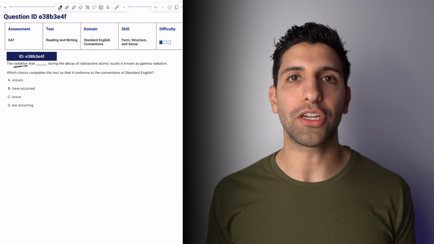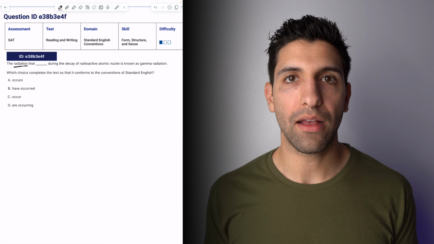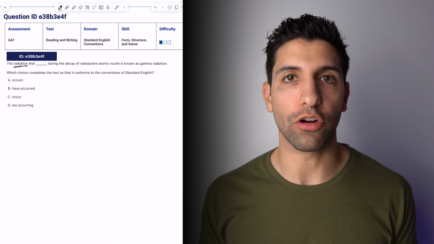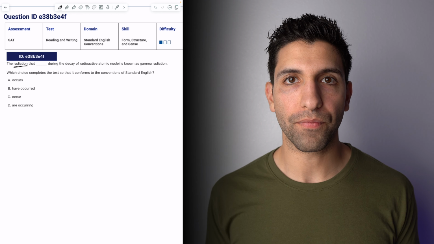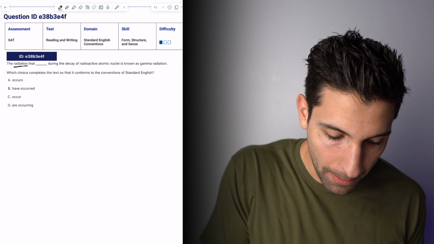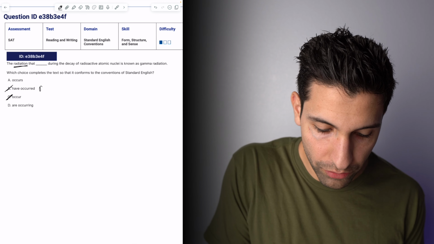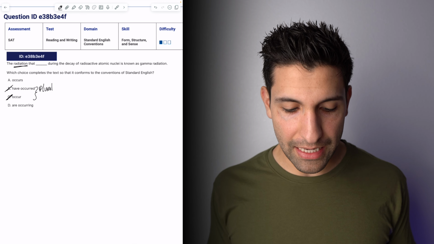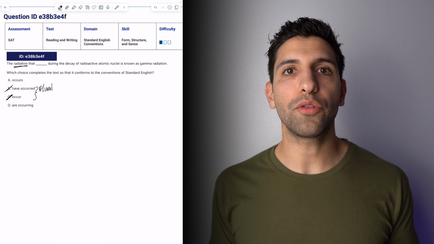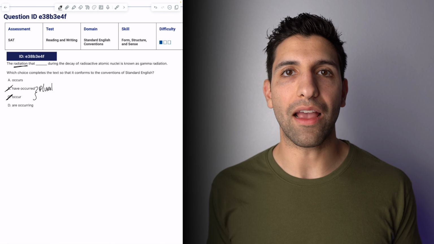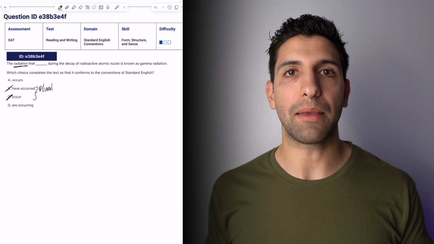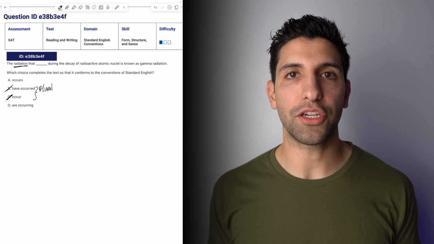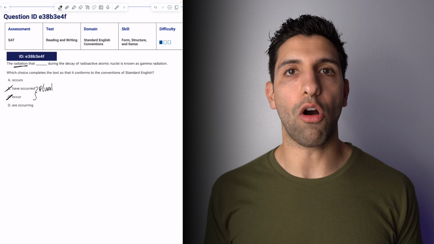It will be "the radiation has" if we were going to do that. Or "the radiation occurs," not "the radiation occur." So for that reason, we can take out B and C because those are both for plural subjects. And lastly, even in D, "are occurring," you would use "are" for plural subjects. So "they are." The radiation is not plural, it's singular. So it's "the radiation is occurring," not "are occurring."